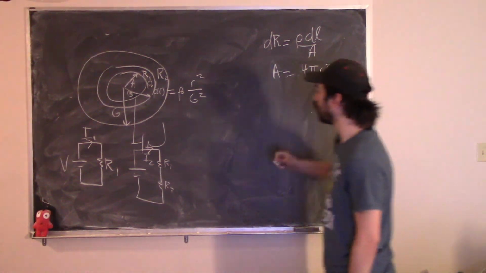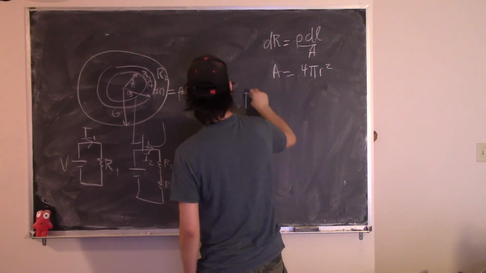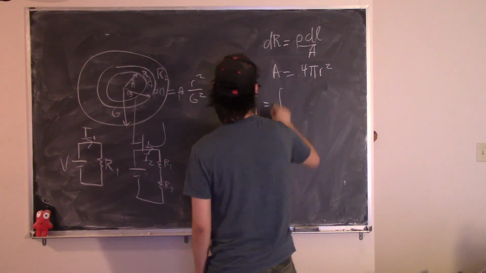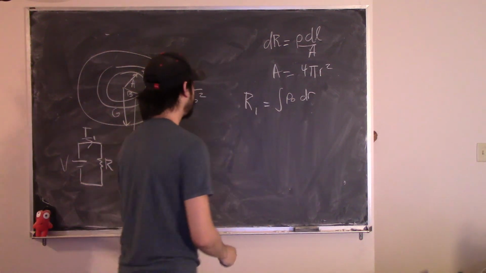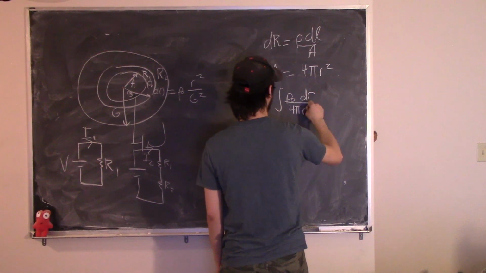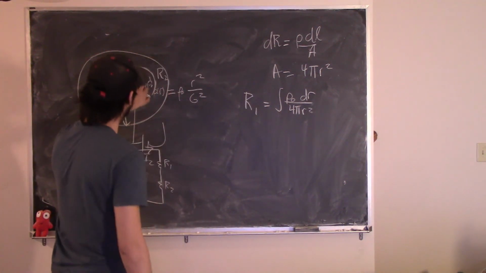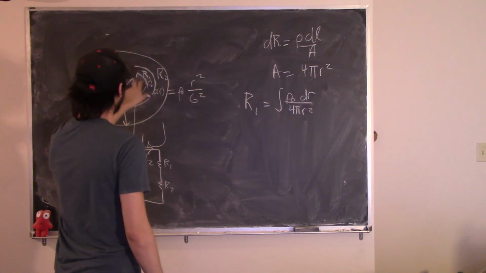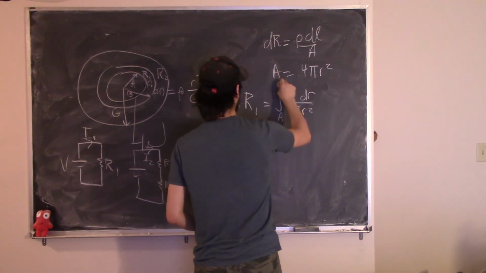So for R1, this has some resistivity of rho 0. So R1 is going to be equal to the integral of rho 0 dl, which is dr, over A, which is 4 pi r squared. To evaluate the limits, we need to ask ourselves, where does the resistivity start and where does it end? So this resistivity starts at A and it goes to B.